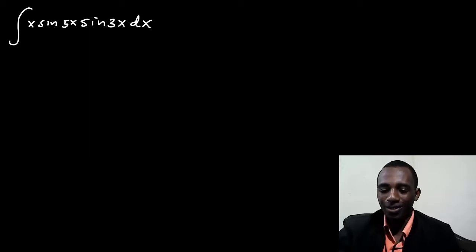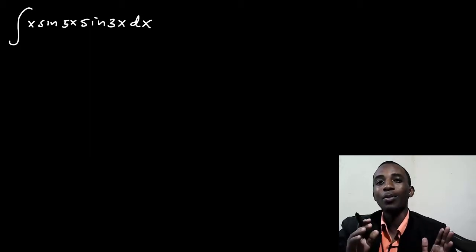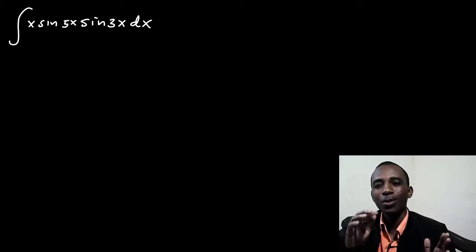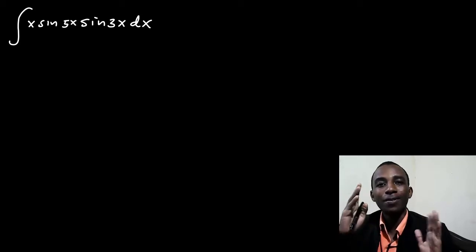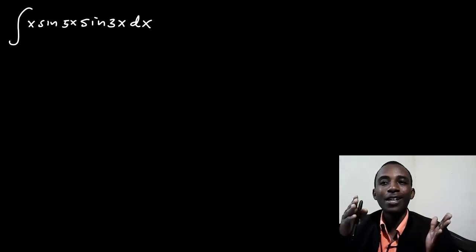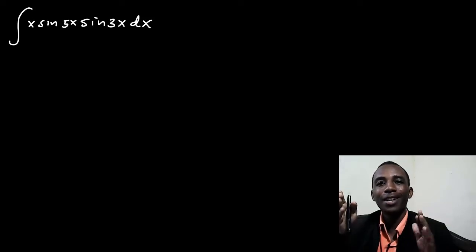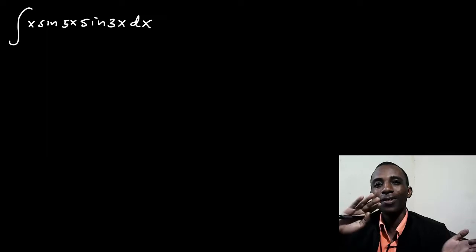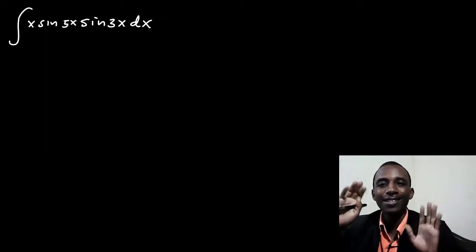So let's go ahead and solve this problem. Now if you look at this problem, we have a product of two trigonometric functions. For such problems, we usually take two methods. The first method is recognizing a function and its derivative. Now, of course, in this case, we have sine 5x, sine 3x. All of them are sines, so there is no function and derivative case.